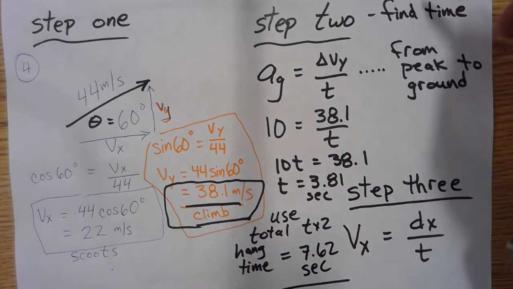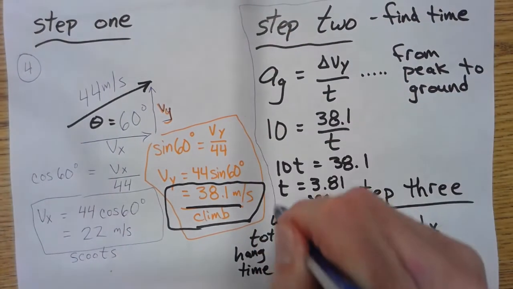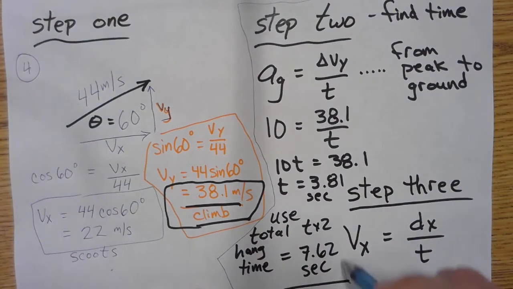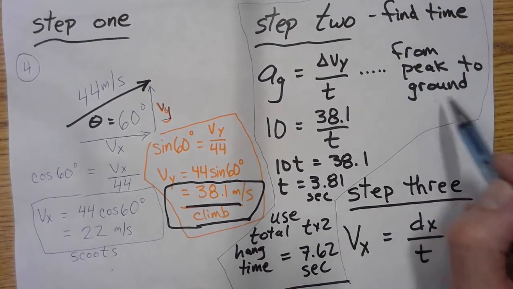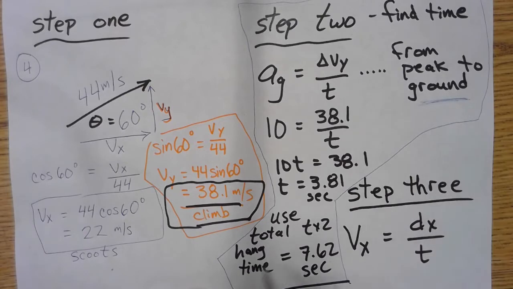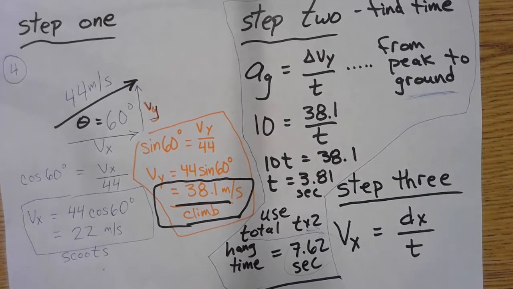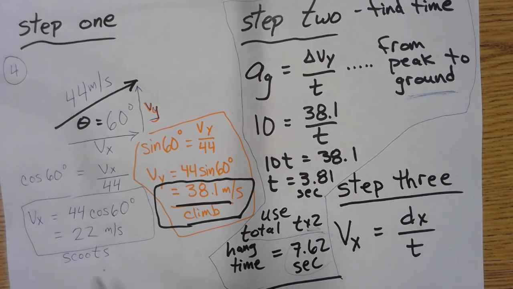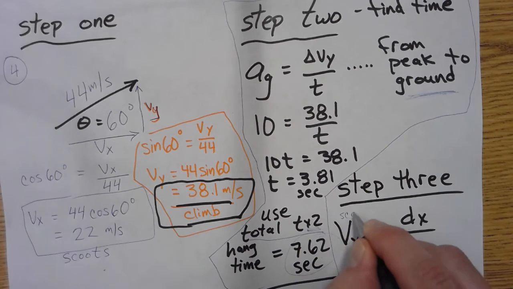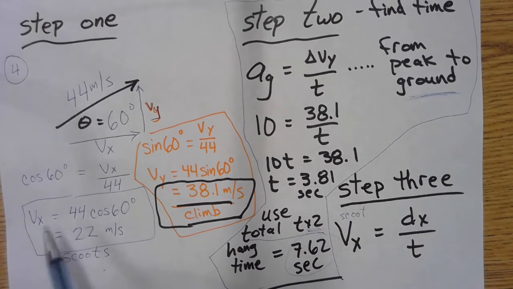So once again, when you find the time, keep in mind the technique I'm teaching you to do these only gets us halfway. So when we double it, that gives us our total time. And then step 3 becomes, hopefully, pretty simple. Our Vx, keep in mind that is the speed it scoots at. So I can use 22. I'm solving for dx. That's what step 3 is all about. And I want to use the total time.